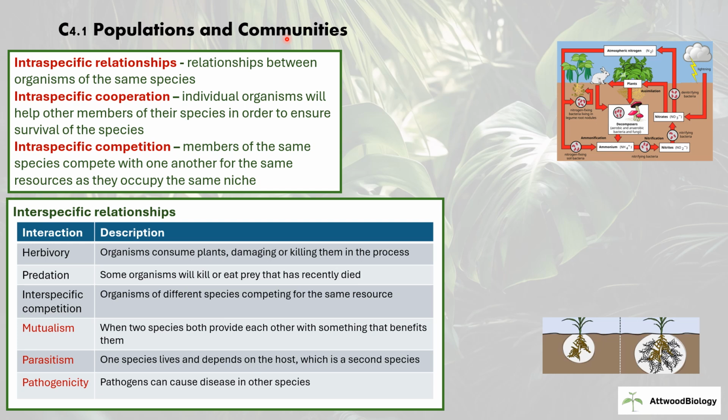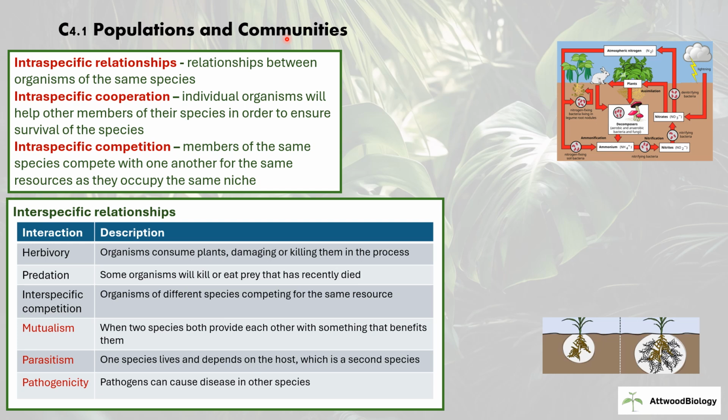We've got herbivory, so this is where organisms consume plants, which damages or kills them, and that would be consumers that are consuming the plants, obviously. Predation, because organisms will eat each other, or consumers will usually eat other consumers or plants. Interspecific competition, which we said is between different species competing for the same resource.